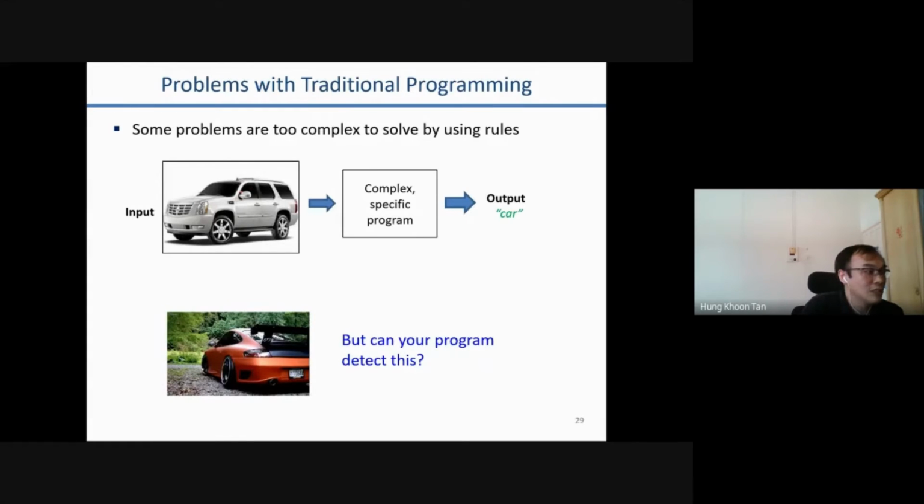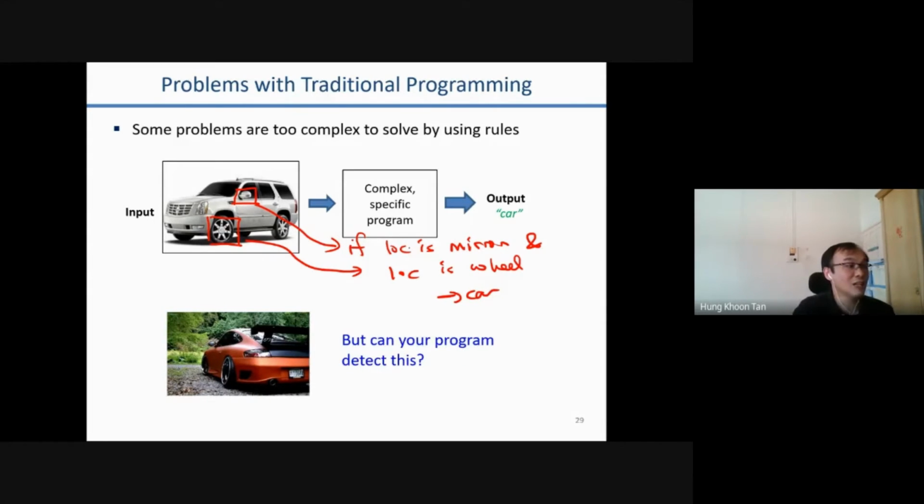So for example, given the car here, if you want to write a program that can detect a car, what you may do is say, we can detect a car if this region of the image contains a mirror, and if this particular location contains a wheel. So you write an if statement: if this location is a mirror, and if this particular location is a wheel, then you output a car. So you may write this kind of rule-based algorithm to detect whether it's a car or not.